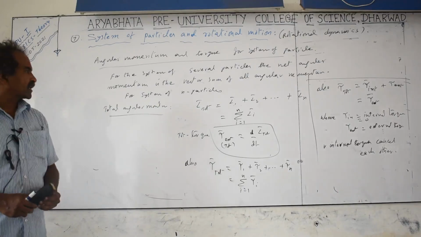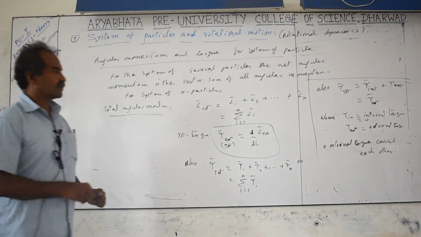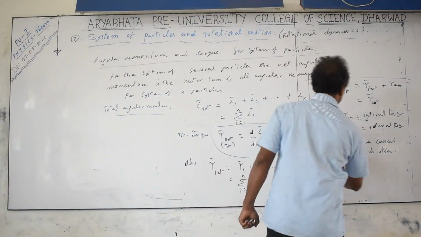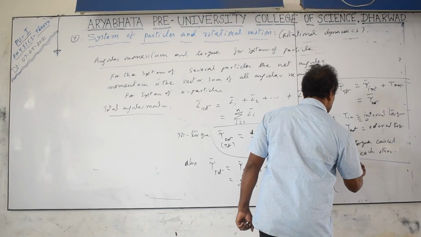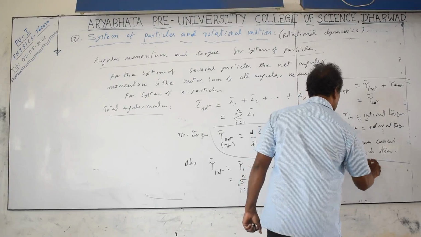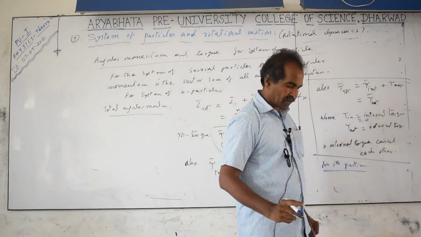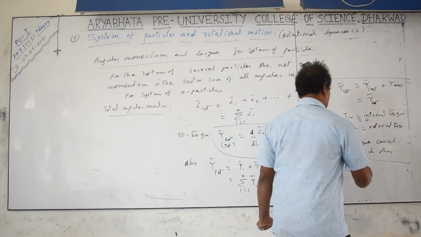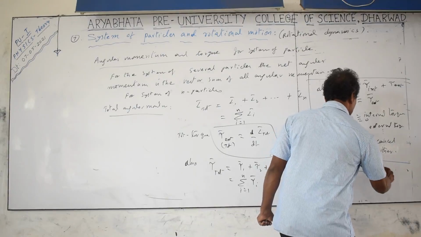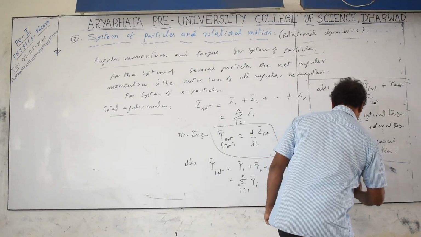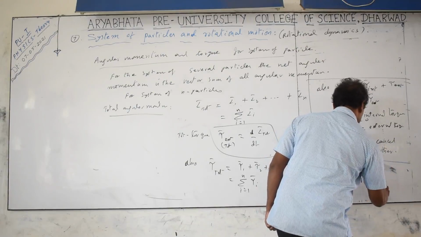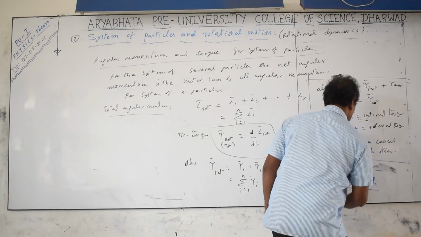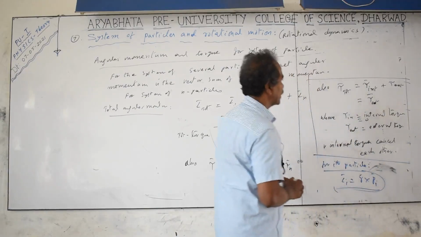If I take the angular momentum as L equals R cross P, and take the ith particle, what is the angular momentum? L equals R cross P, so we can take this as L_i, L equals R cross P_i, for the ith particle or nth particle, whatever, it doesn't matter.